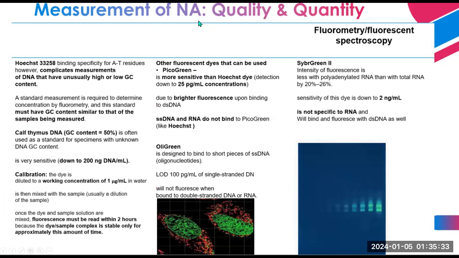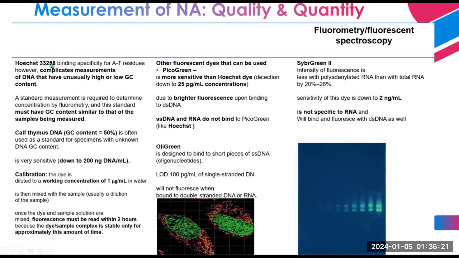So here, measurement of nucleic acid quality and quantity. Hoechst dye's binding specificity for AT residues, however, complicates measurements of DNA that have unusually high or low GC content. So a standard is needed to determine concentration by fluorometry, and the standard must have GC content similar to that of the samples being measured. So here comes calf thymus DNA, usually the standard for specimens with a known DNA GC content. And Hoechst dye is very sensitive, up to 200 ng of DNA per ml.